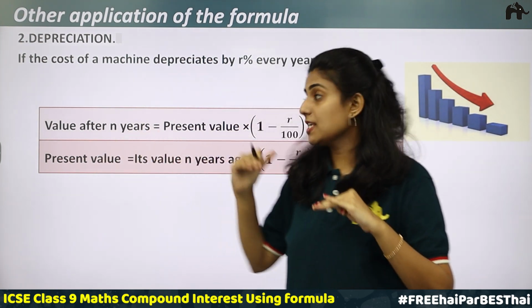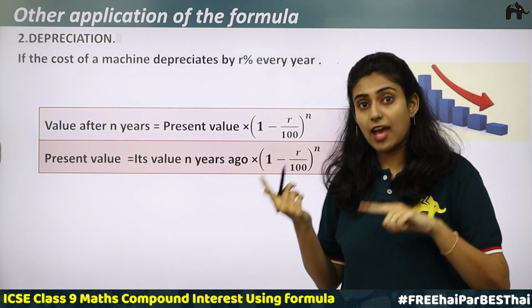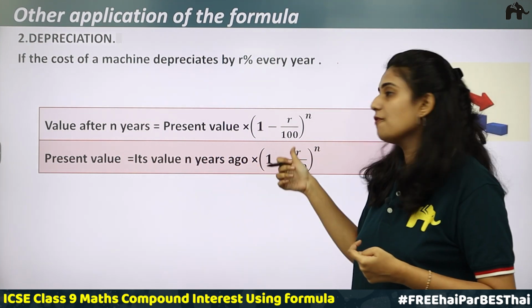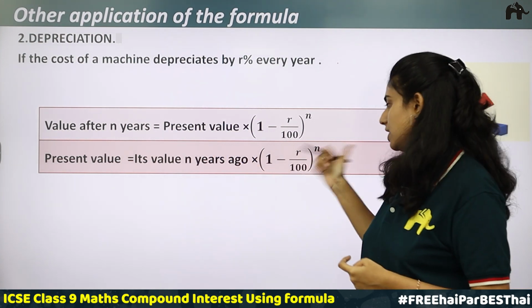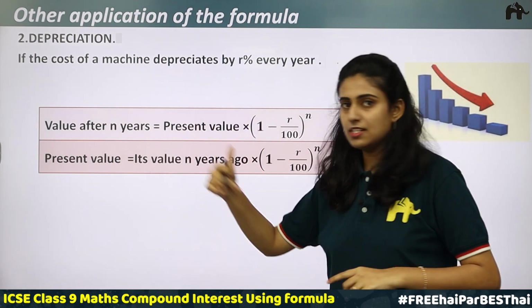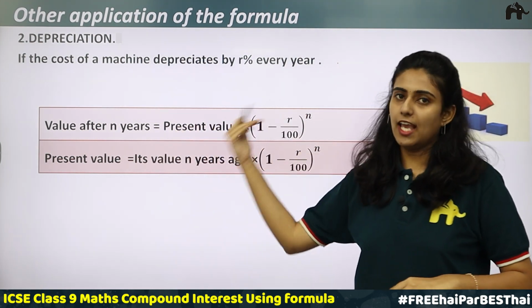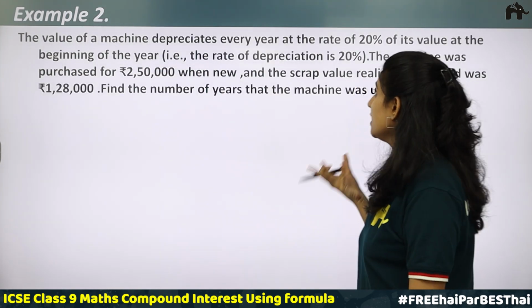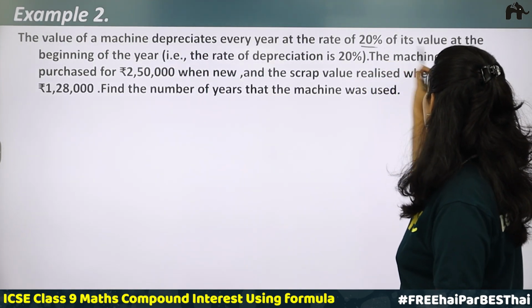If you need to find the present value, if you know the value n years ago, the present value is the value n years ago into 1 minus r by 100 whole raised to n. Okay, so we can find the present value and the value after n years. Clear?